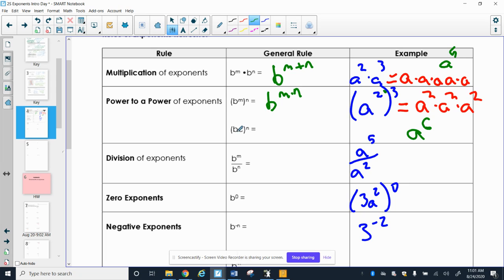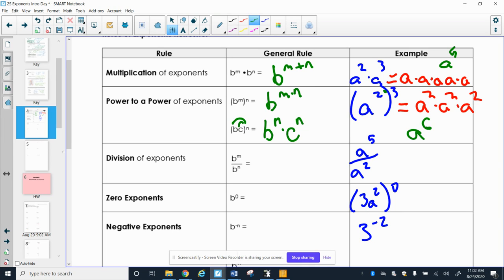This example here, it says in parentheses bc to the n. Well, remember in this case, since all of b and c together being multiplied is inside parentheses, that's acting as your base. So now this n needs to go to both parts here. So it would be b to the n power times c to the n power. Since each of those variables inside the parentheses together were acting as the base.